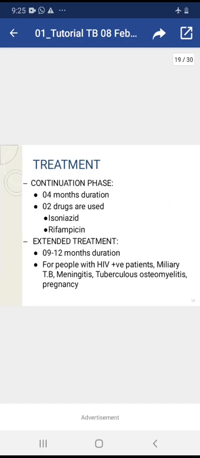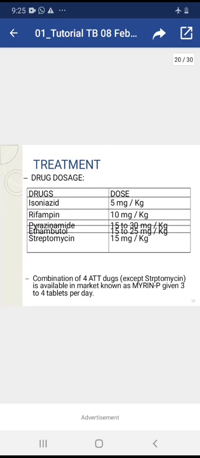Now the continuation phase. 4 months duration, 2 drugs are used: Isoniazid and Rifampin. If there is a need of extended treatment for people who are HIV positive, or with miliary TB, meningitis, tuberculous osteomyelitis, you can extend the treatment for 9 to 12 months.